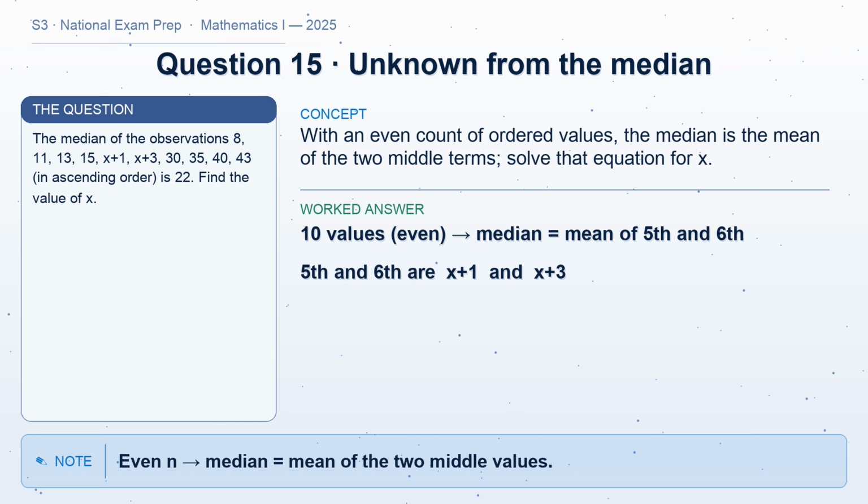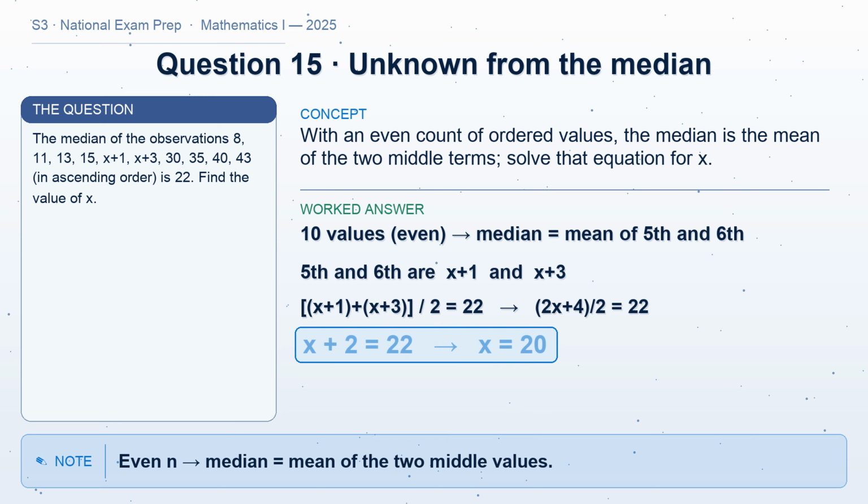Their mean is x plus 1 plus x plus 3 all over 2, and this equals 22. The top becomes 2x plus 4, so 2x plus 4 over 2 is x plus 2, and that equals 22. Therefore, x equals 20. The answer is x equals 20.